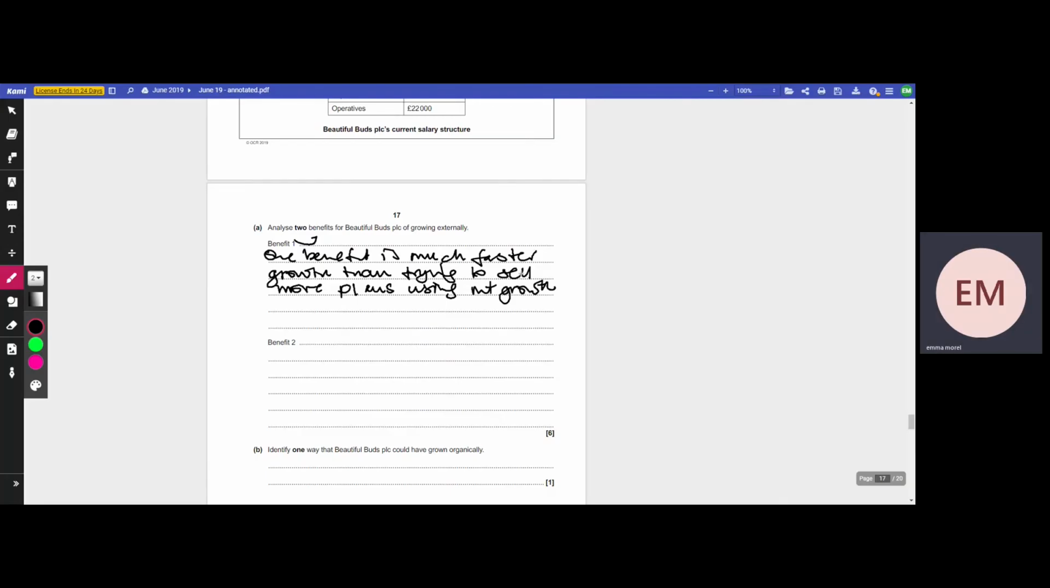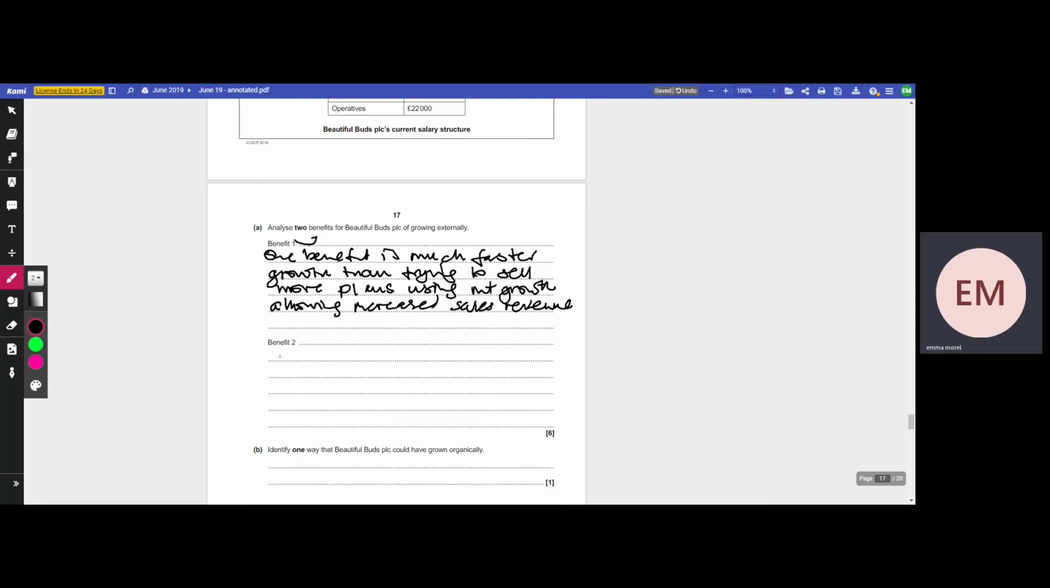So the key thing to get down is that it's faster than internal growth, but we can't forget that we've got to get our application in there. So trying to sell more plants using internal growth. And then I've also got to get an impact as well. So it's much faster growth than trying to sell more plants using internal growth, allowing increased sales revenue. So that's my impact.